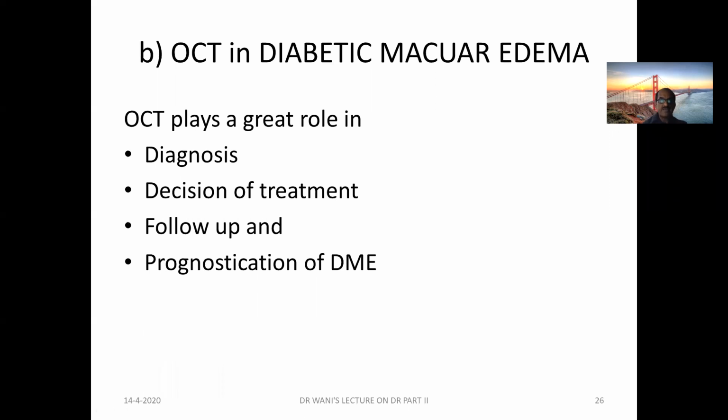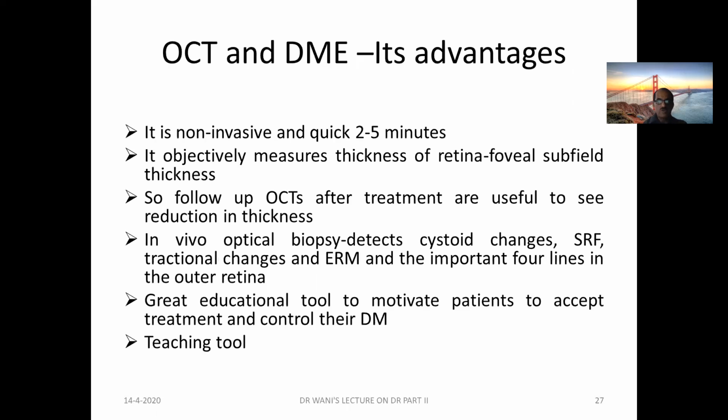Now, the OCT is a very important investigation in diabetic macular edema. It plays a very great role in diagnosis, decision of treatment, follow-up and prognostication of DME. So what are the advantages? It is non-invasive and very quick. It is finished in 2 to 5 minutes. And it objectively measures thickness of the retina in the foveal subfield area. So when we do follow-up after treatment, we can see whether the thickness has come down or not. It's not subjective. We are not telling it's reduced or increased. The machine gives exact figures.